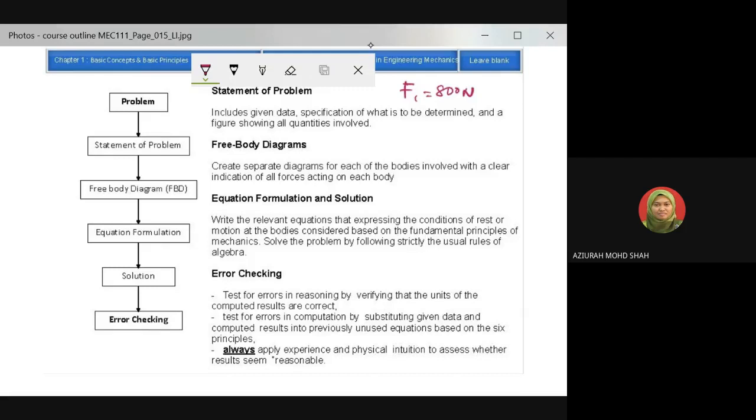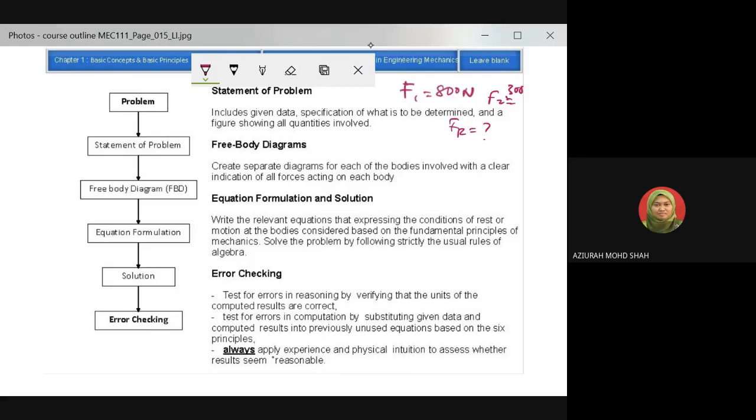So for example, the question gives a force of 800 Newton, and it asks you to find, say, F2 of 300 Newton. So it wants the resultant. This is your problem statement. What is the information given and what are the things that you need to find? So you have a clear picture of what you need to do. That is the statement of the problem.